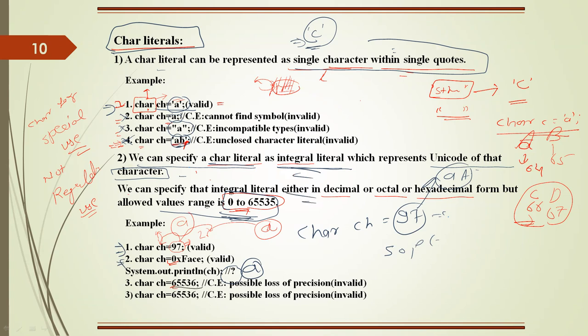Now if you are using a value within the range, then it's fine, but out of the range, it's not fine. The range is 0 to 65535. It is valid, you can use it. If you go more than that, you get a compile time error and the program will not work.